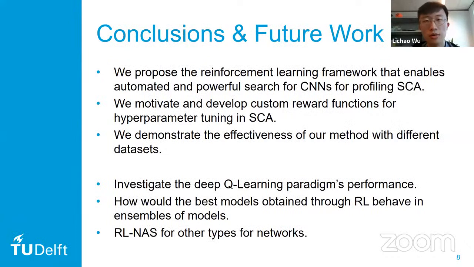So finally, we move to the conclusion and future work. In this paper, we propose a reinforcement learning framework that enables automated and powerful search for convolutional neural networks for profiling side channel. We motivate and customize our reward functions, and we demonstrate the effectiveness of our method. For future work, it will be interesting to investigate the deep Q-learning paradigm, and also how the best models work with ensembles of models. And also we want to apply our searching methodologies to other types of networks.